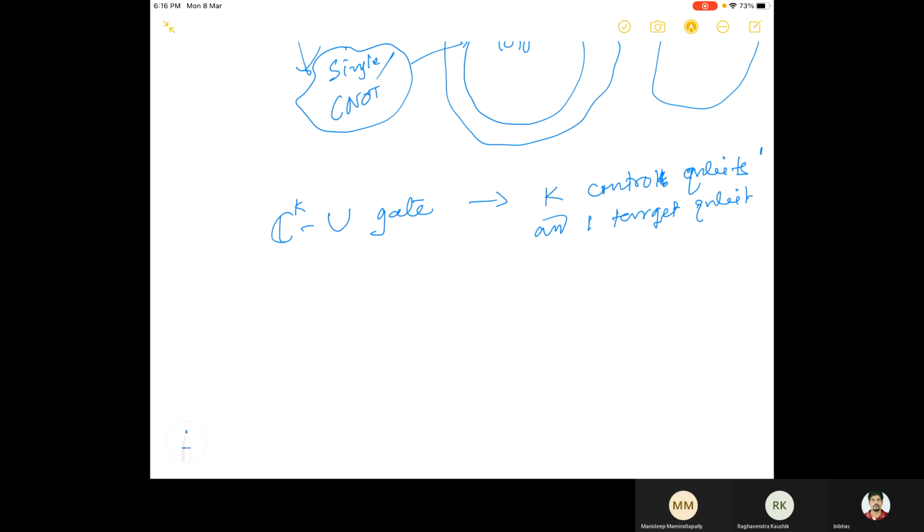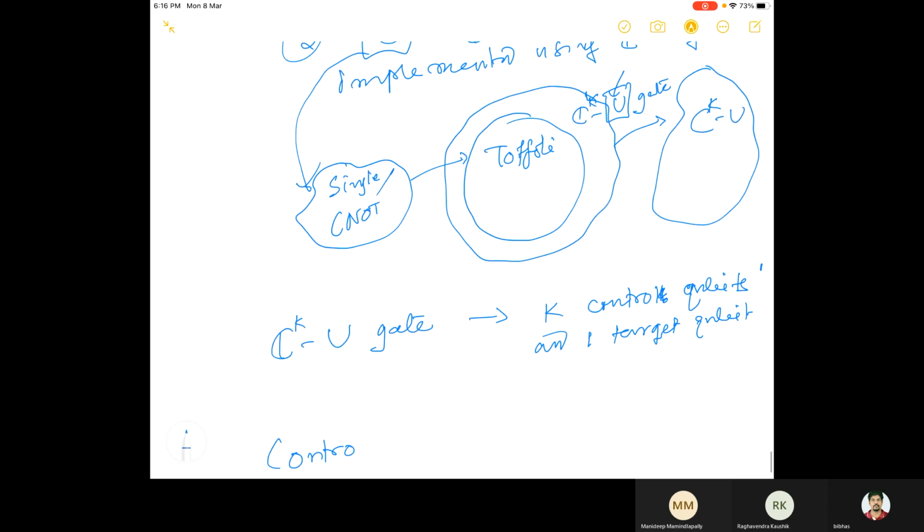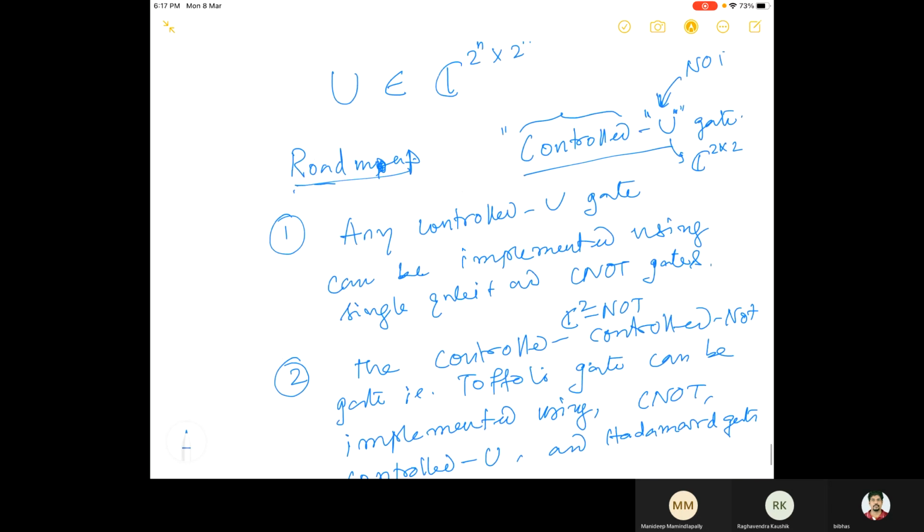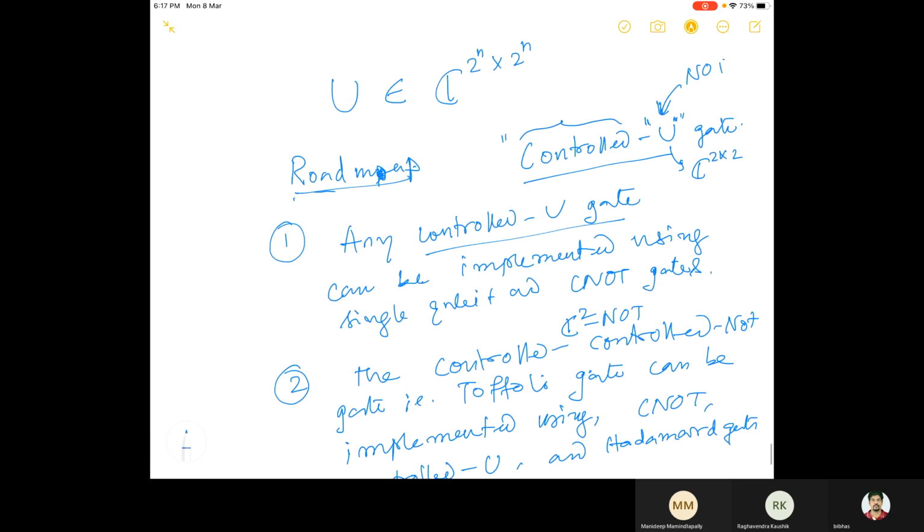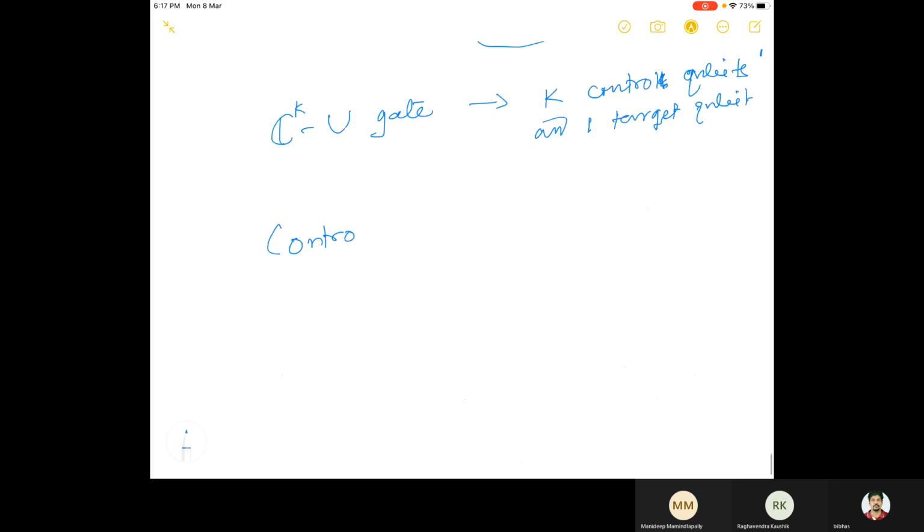Okay, so first of all, let me talk about the controlled U gate, because that's my first step. First step is I want to implement it. I said a controlled U gate can be implemented using single qubit and CNOT gates. So what is my controlled U gate? There is one qubit which is acting as a control, another one is a target, and controlled U means on the target one, I'm applying the U gate. Here U is a 2 by 2 unitary matrix.